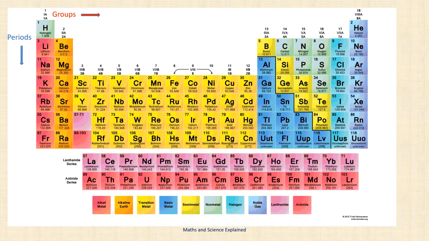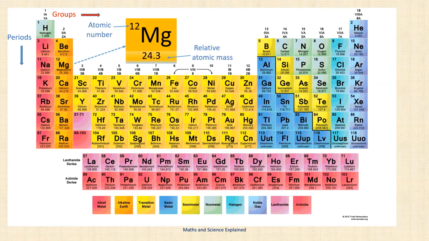Let's now look at what the numbers mean, using magnesium as an example. The number 12 is the atomic number, or the number of positively charged protons, and this is also equal to the number of negatively charged electrons, as atoms are electrically neutral. The atomic number is unique to a given element, and it is this that defines an element.